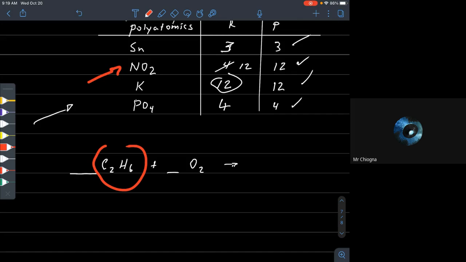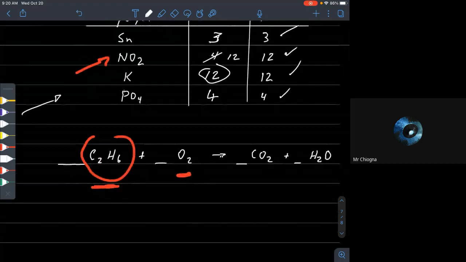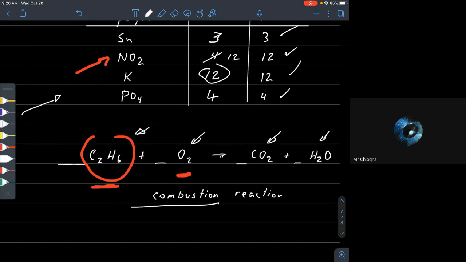It's an organic compound. Whenever you have an organic compound reacting with oxygen, your products are always CO2 and water. Doesn't matter the order. You can put the water first if you want. Those are always the products. Called a combustion reaction. When you have a hydrocarbon, something made up of carbon and hydrogen, plus oxygen, it always gives you carbon dioxide plus water. And it's called a combustion reaction because it's reacting with oxygen.